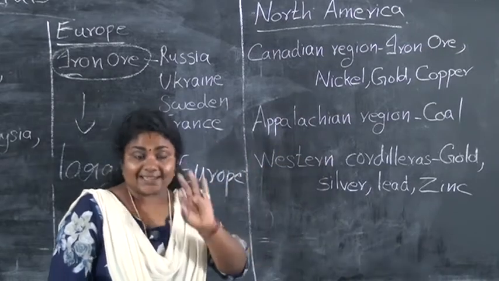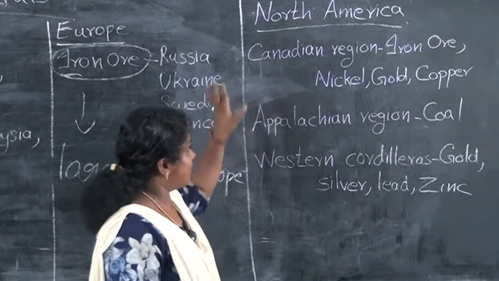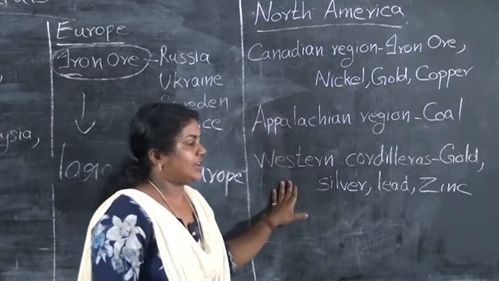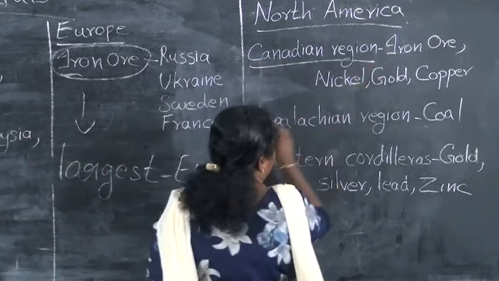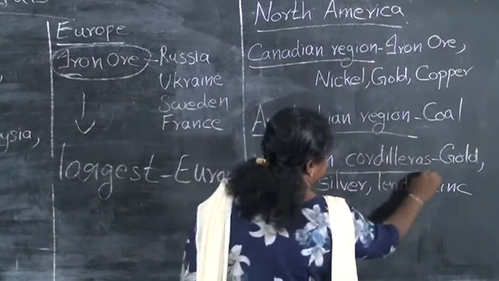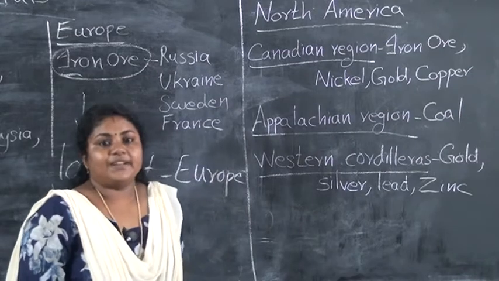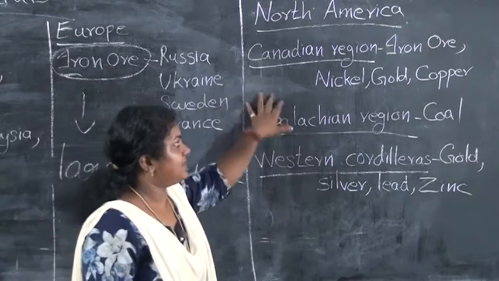The 3 regions are the Canadian region, the Appalachian region and the Western Cordillera. And the mineral deposits we can see in those 3 regions.